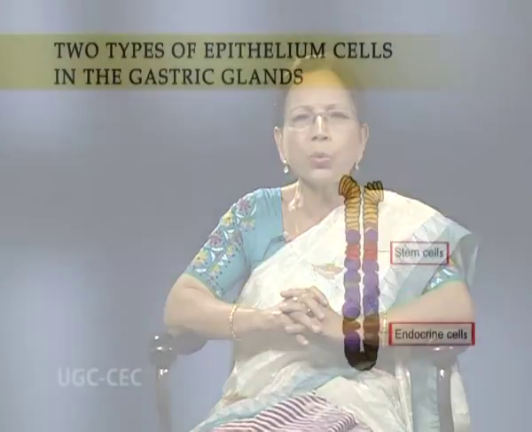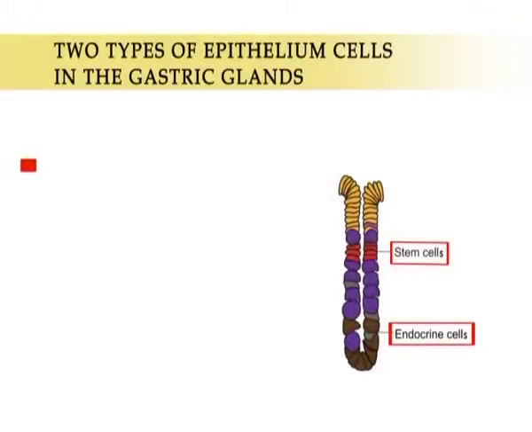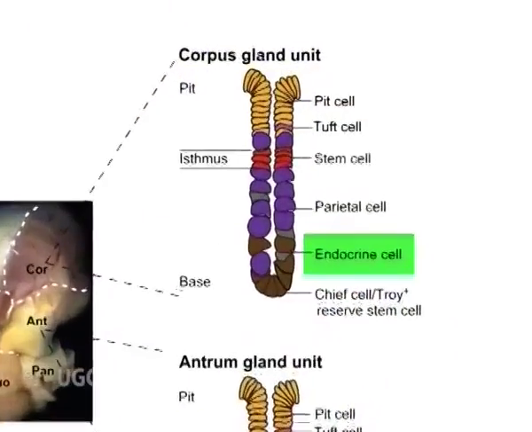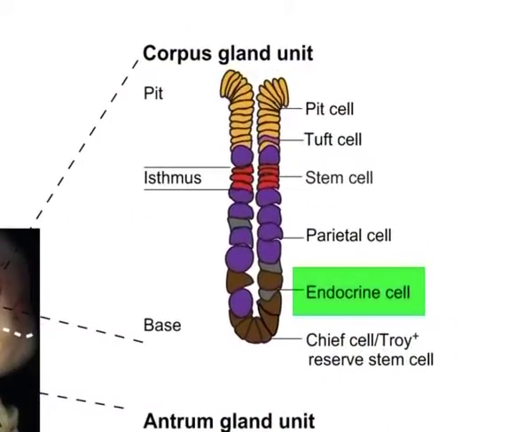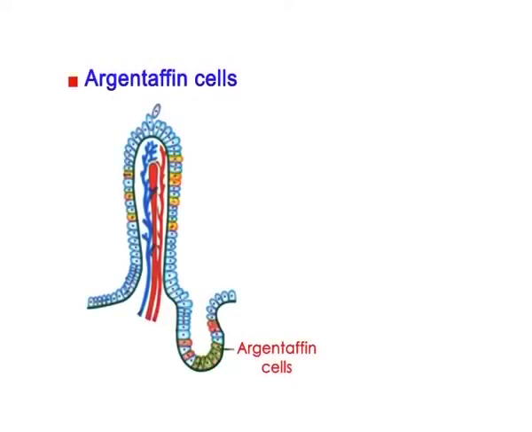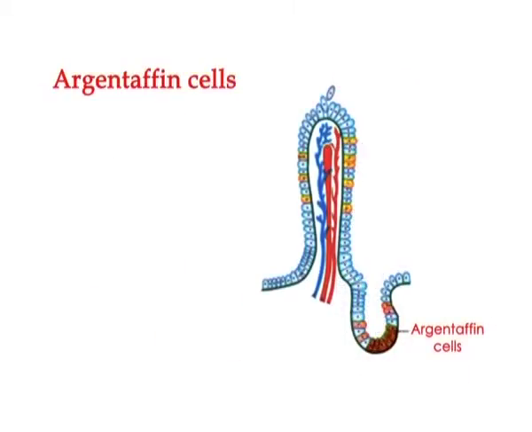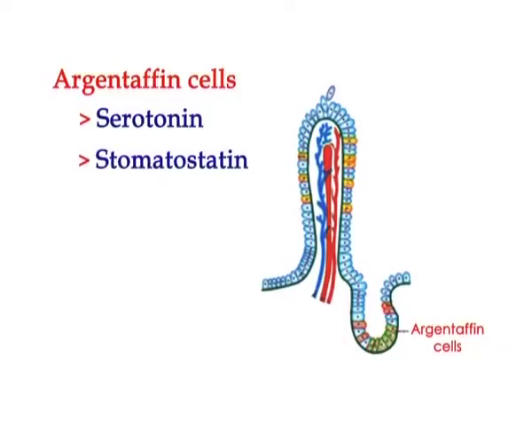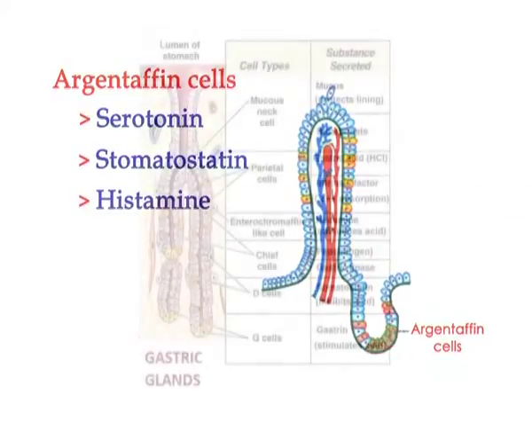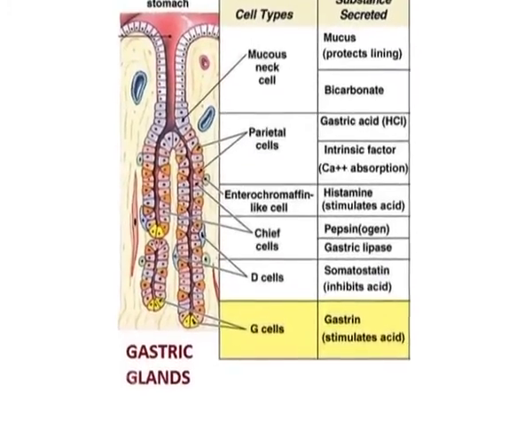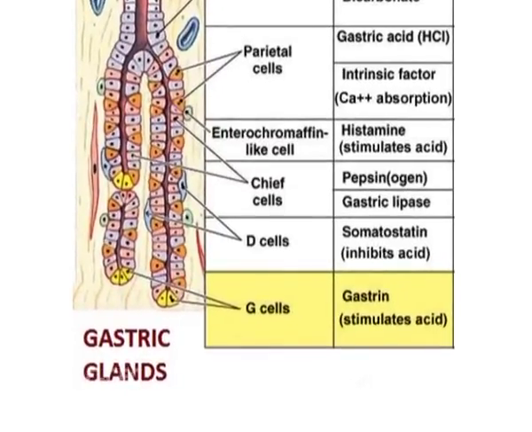The epithelium of the gastric glands also has two types of cells, namely endocrine cells and stem cells. Endocrine cells are usually present in the basal part of the gastric glands. These are argentaffin cells and G cells. Argentaffin cells produce serotonin, somatostatin and histamine. G cells are present in the pyloric region and secrete and store the hormone gastrin.